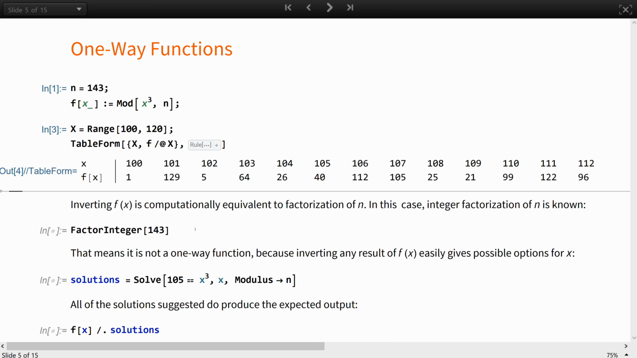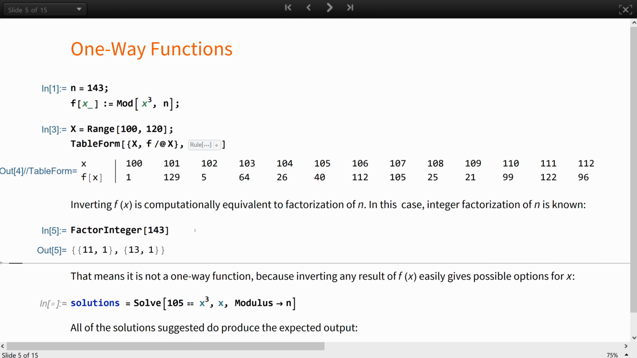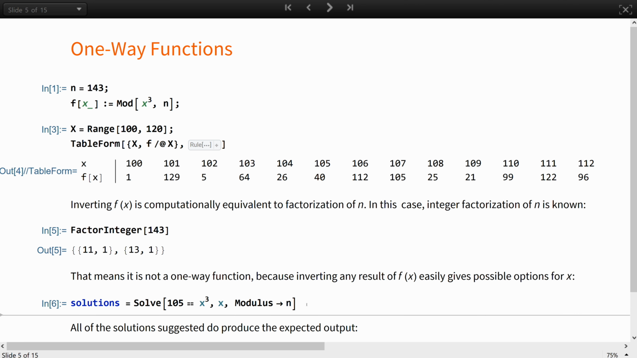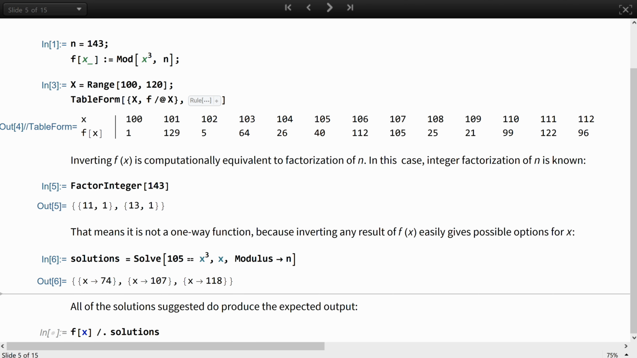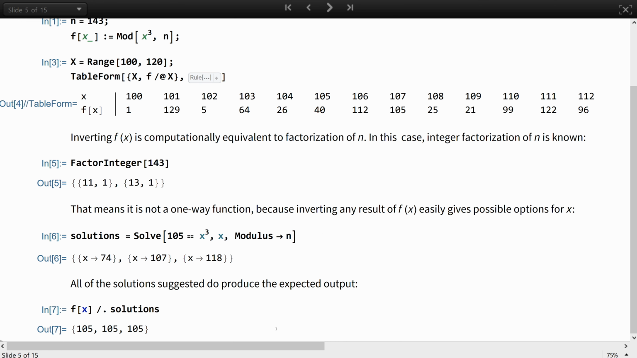Inverting f, that is, finding a modular cube root with modulus n, is computationally equivalent to factorization of n. In this simple case, integer factorization of n is known. It's 11 by 13. That means that this is not a one-way function, because inverting any result of f easily gives possible options for x, simply with solve. And all the solutions suggested by solve do in fact produce the same expected output.